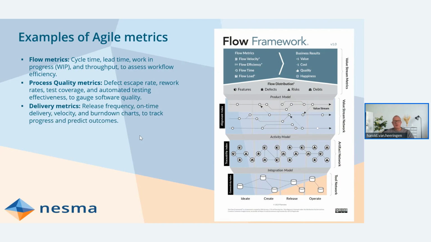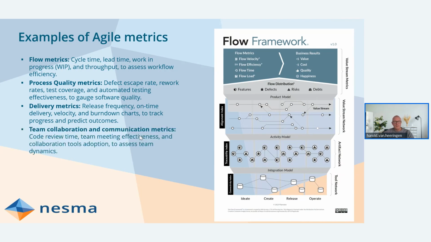Then you have the delivery metrics. So the release frequency, on-time delivery, velocity. These are related to how fast can we deliver the value to the users. Then team collaboration and communication metrics: code review time, team meeting effectiveness. These are all kinds of metrics that you can measure, and you can get a lot of valuable information from them, but of course these are not very objective. But yeah, you can do that.